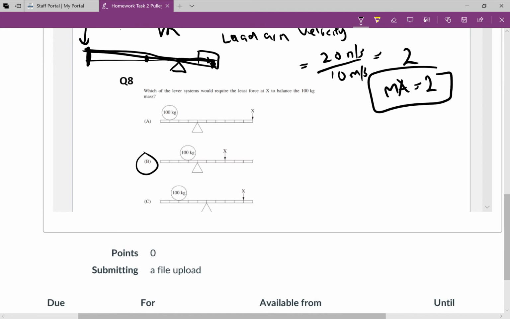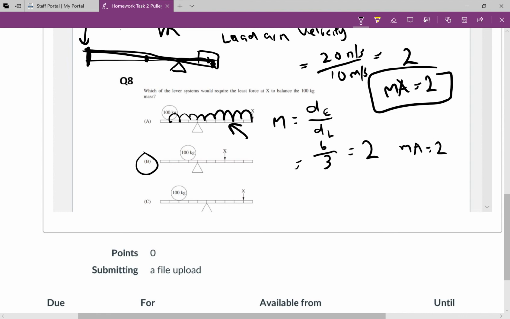So we can say MA equals distance of effort over distance of load. Okay, so effort distance over load distance. So for this one here we go 1, 2, 3. Okay, so the load distance is 3. And if we go this way, we go 1, 2, 3, 4, 5, 6. Okay, so effort arm is 6, so that should be on the top. So 6 over 3 equals 2. So this A has a mechanical advantage of 2. And so a lot of people said that A was the answer.